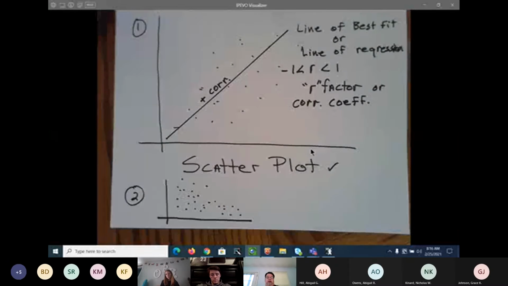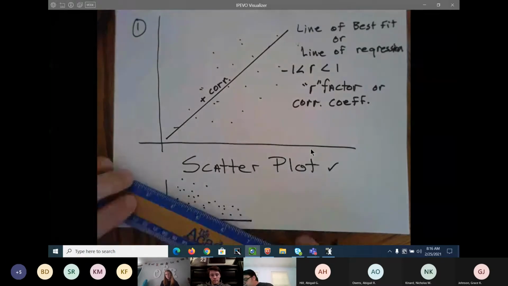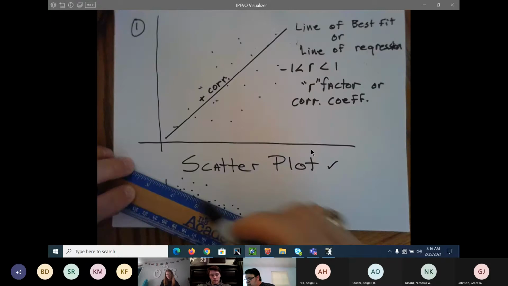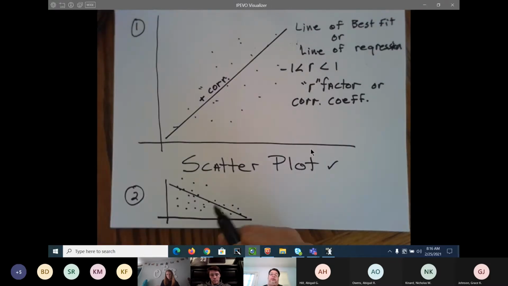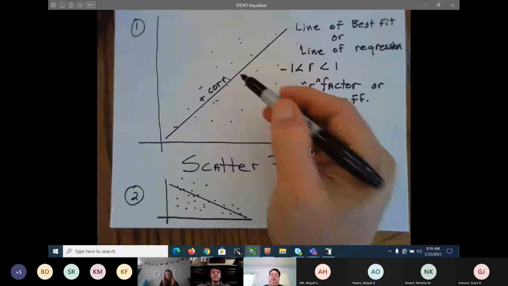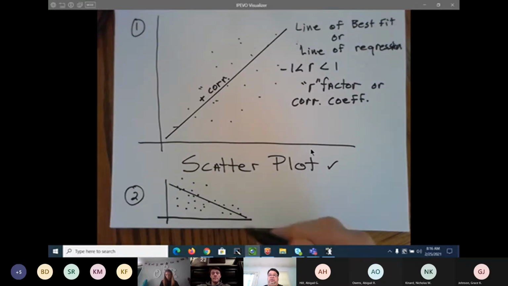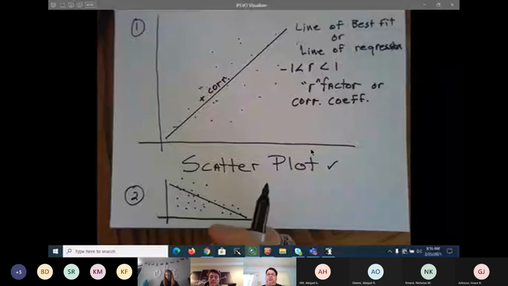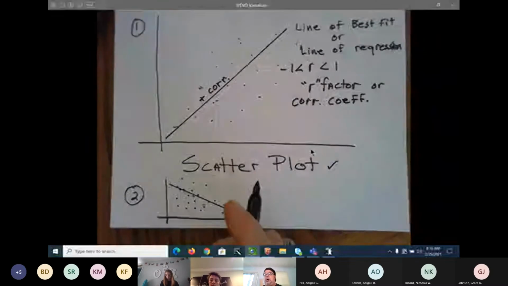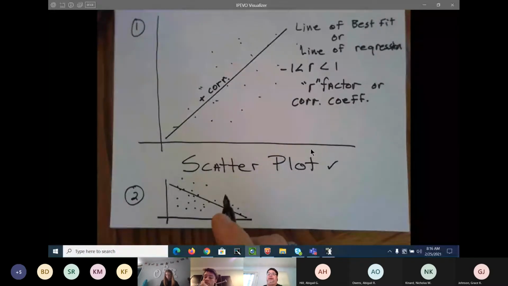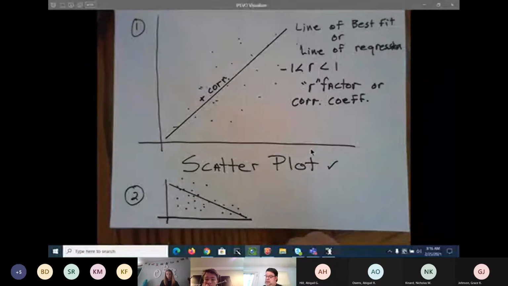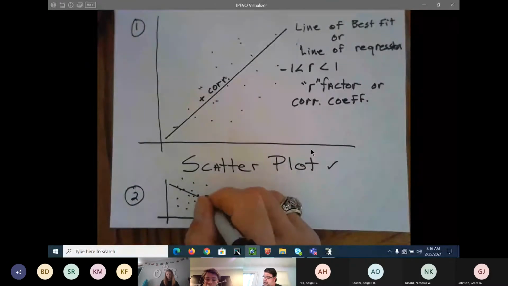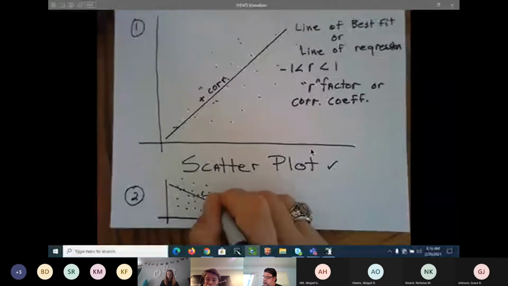And you see a pattern there that looks like this. Now, I am going to show you how to get this line with the calculator and the Excel spreadsheet. Make sure you remember this, I do not want you to find it by hand. It's too tedious. So this is negative correlation.